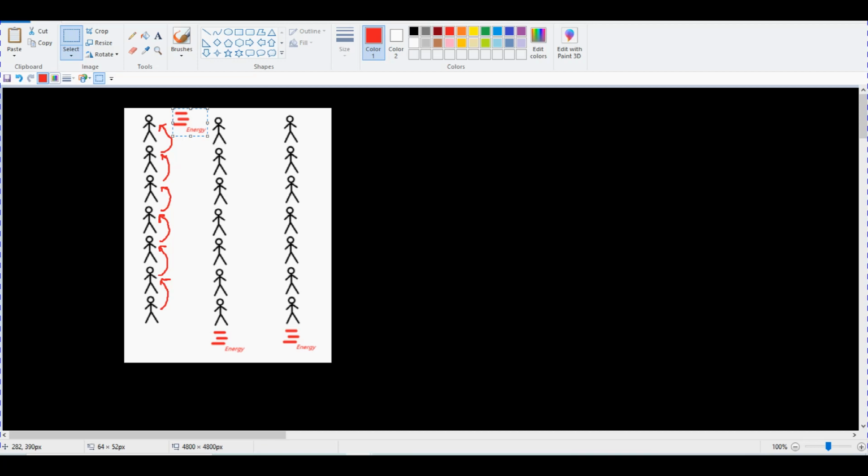So that's the first way, and this kind of transfer corresponds to what we call conduction. We conduct the energy from one end to the other, and everybody is involved and has a touch on the energy. How about the second way? The second way is a little bit different.